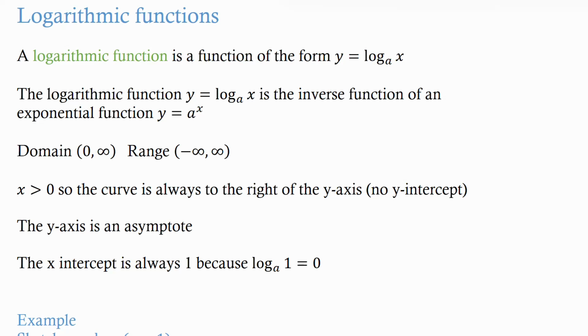Its domain is from 0 to infinity, and its range is from negative infinity to infinity. Now, because x is greater than 0, the curve is always going to be on the right side of the y-axis. So it means it's not crossing the y-axis at all. There's no y-intercept. In this case, the y-axis is also the asymptote, and the x-intercept is always 1 because log a 1 equals 0.